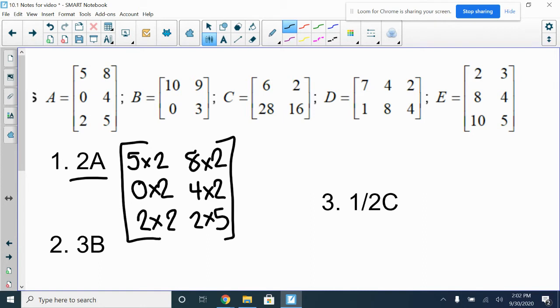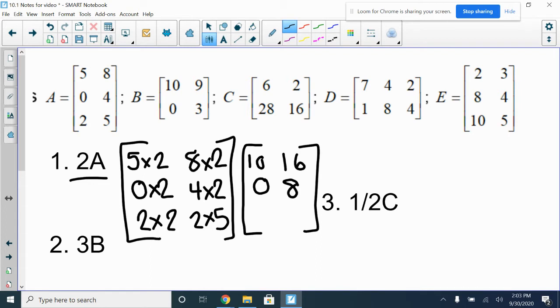So then all we would need to do is multiply it out and leave it where it was. So 5 times 2 gives us 10, which stays in our first row, first column. 8 times 2 gives us 16, staying in that first row, second column. 0 times 2 gives us 0, and our answer is going to stay in that second row, first column. 4 times 2 is going to give us 8. We're going to leave that in our second row, second column.